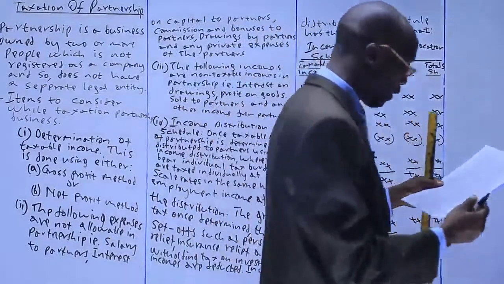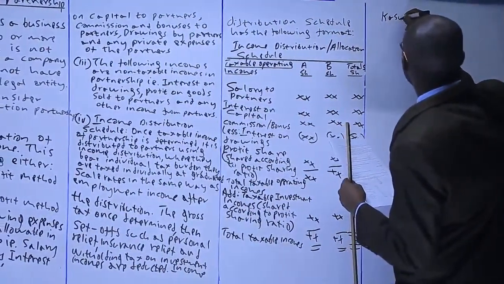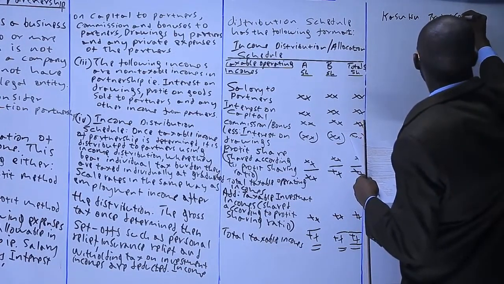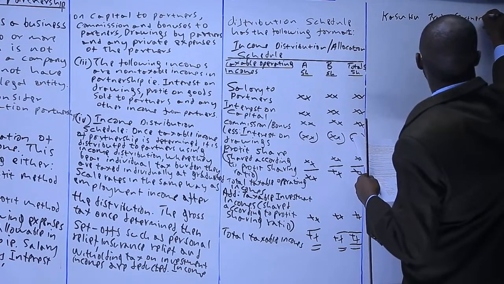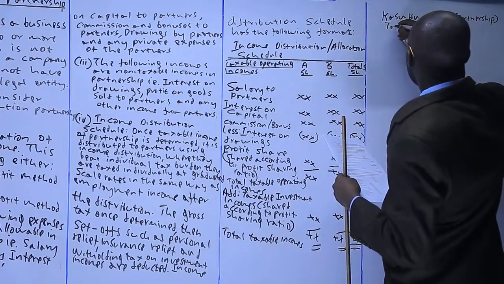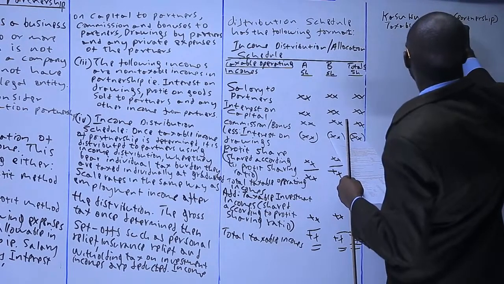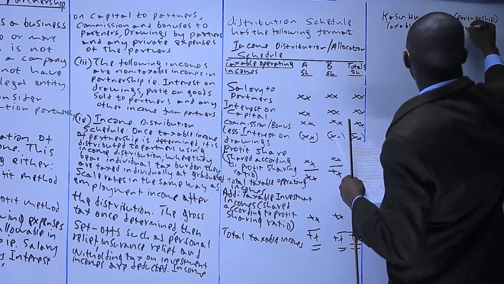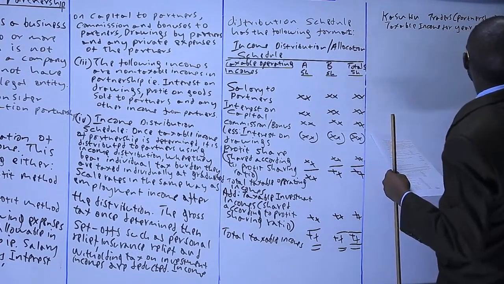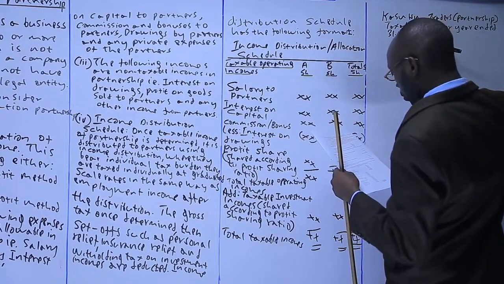We start with the name of the business, Kasuku Traders, which is a partnership. We get the taxable income for the year ended 31st December 2021.